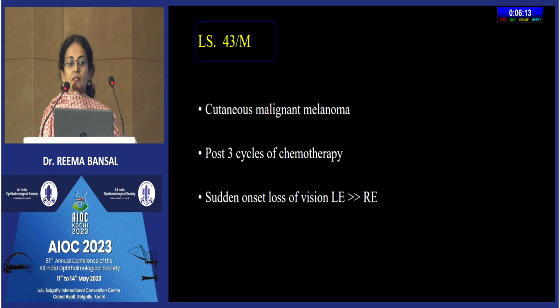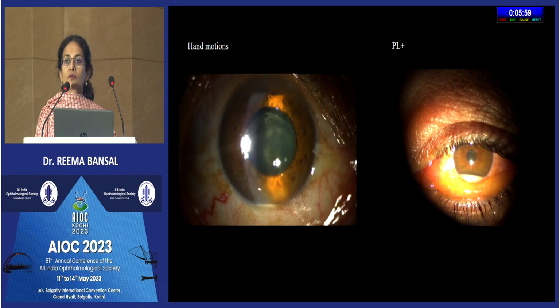So we had this 43-year-old male who was a known case of cutaneous malignant melanoma, had undergone 3 cycles of chemotherapy, and came to us with a sudden loss of vision in both the eyes, left more than right. This is the clinical picture. His right eye vision was hand motions, left eye was only light perception. These look like two different patients, but they are the same, right and left eyes of the same patient.